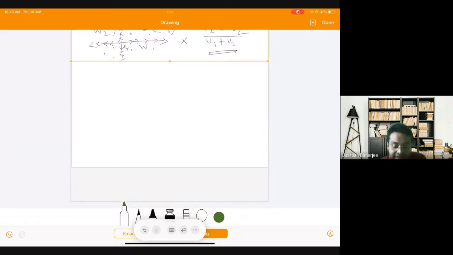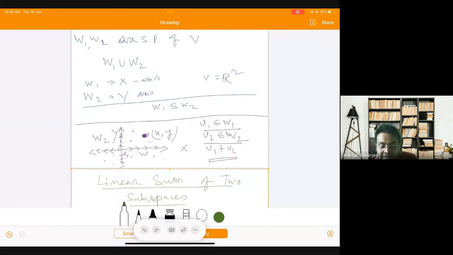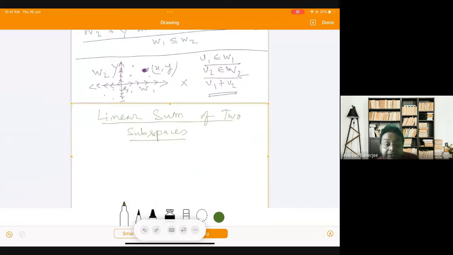This set is the linear sum of two subspaces. And what you can see is that when you take the union, it cannot form the subspace because there are some missing vectors which we could not include within that union. And when you take this linear sum, it will include those vectors. So first I define that linear sum formally.